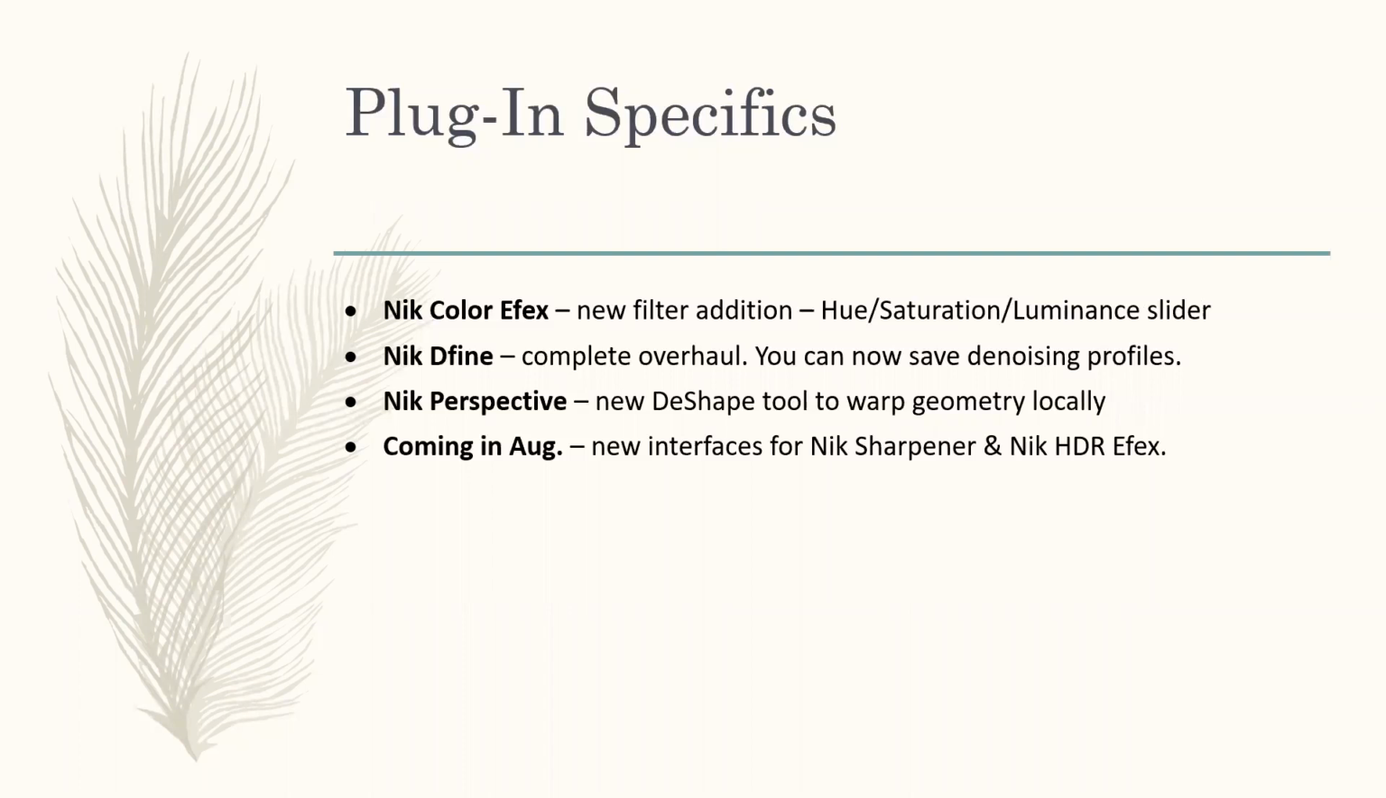And then there's a few things that are specific to certain plugins. In Color Effects, it has a new filter, a hue, saturation, and luminance slider. In Define, they've completely redone this and made it, I think, much better. And you can also now save denoising profiles so that you have presets or profiles that you can run very quickly. In Perspective, and I'm going to be showing you this, there's a new tool they call the de-shape tool, so you can warp little parts of your image if you need to.